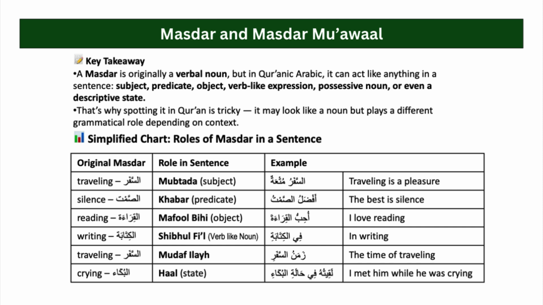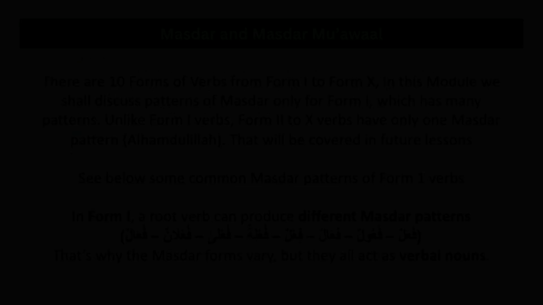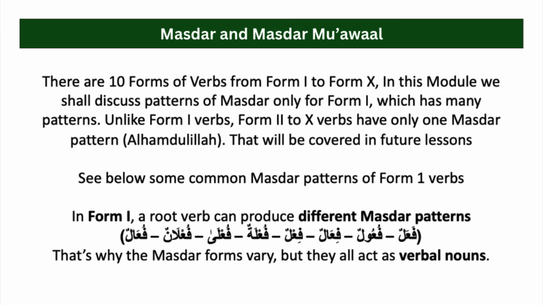There are most commonly 10 forms of verbs in Arabic, from Form 1 to Form 10. In this module, we are focusing only on Form 1, and one important thing to understand is that Form 1 has many different masdar patterns. This means that for the same root verb, the masdar does not always follow one fixed pattern. Instead, it can appear in different forms.